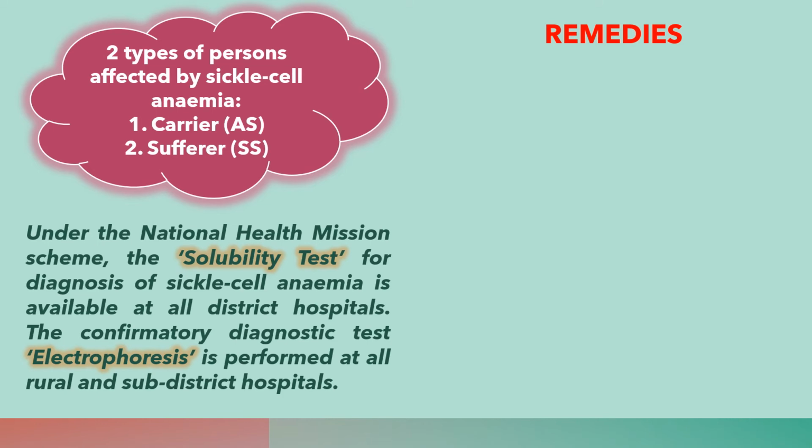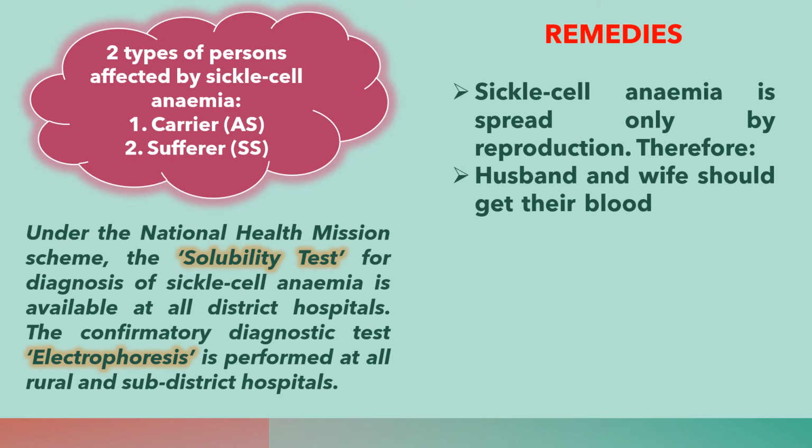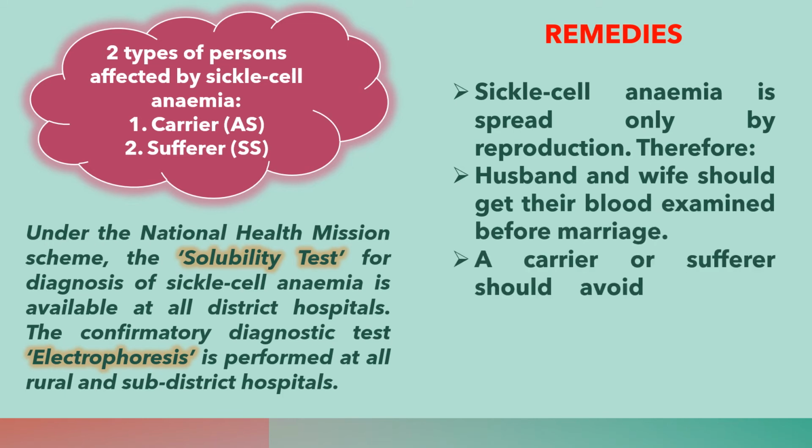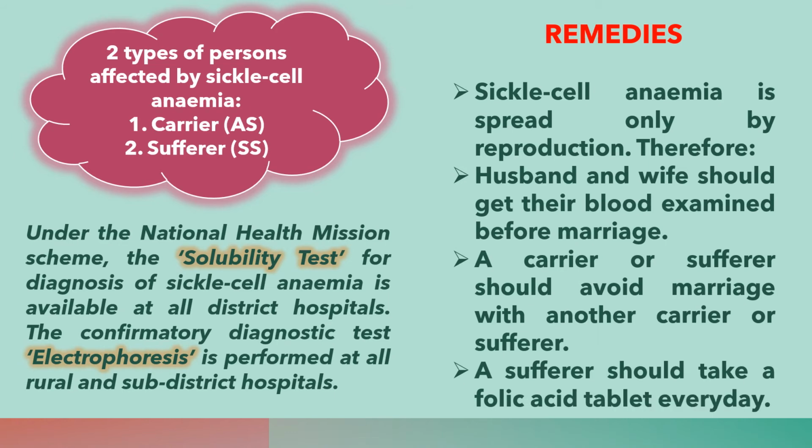Now, what are the remedies for sickle cell anemia? What should we do if you have sickle cell anemia? It is spread only by reproduction. Therefore, husband and wife should get their blood examined before marriage. And a carrier or sufferer should avoid marriage with another carrier or sufferer, so that they don't have children who are sufferers. A sufferer should take a folic acid tablet, some type of iron tablet every day.